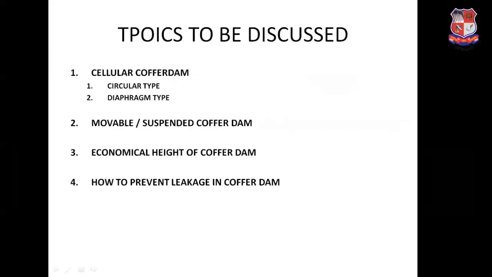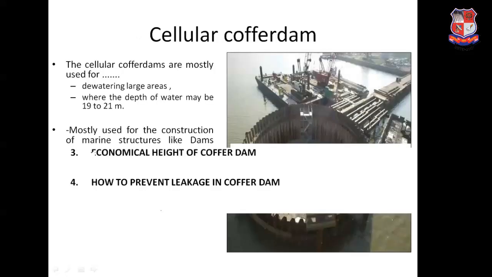These are the 4 topics. One is the cellular cofferdams, which are of 2 types: the circular type cellular cofferdam, and the diaphragm type cellular cofferdam. Next one is the movable or suspended cofferdam. Third one, economical height of cofferdam, and fourth one, how to prevent leakage in cofferdams. So let us start with the first one, cellular cofferdam.